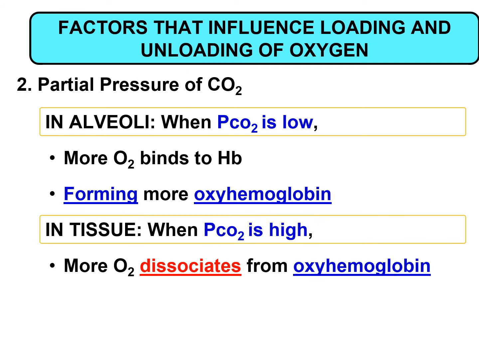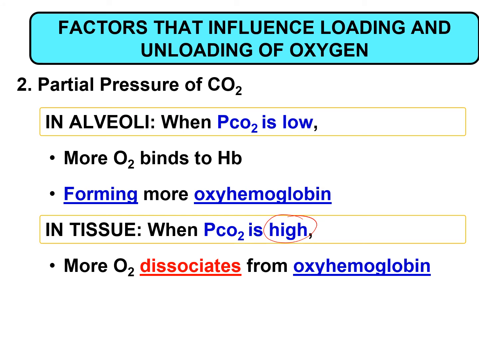The second factor is the partial pressure of carbon dioxide. When partial pressure of carbon dioxide is low, the hemoglobin will have the indication that they need to load the oxygen, forming oxyhemoglobin. For example, in alveoli, low partial pressure of carbon dioxide, and then in tissue, when the partial pressure of carbon dioxide is high.